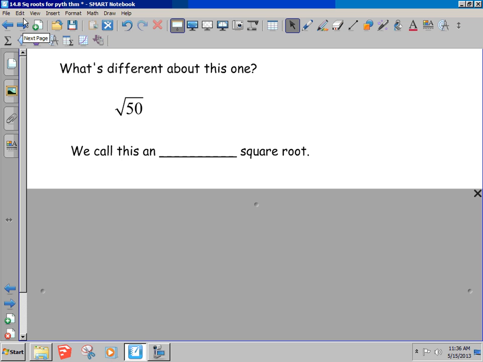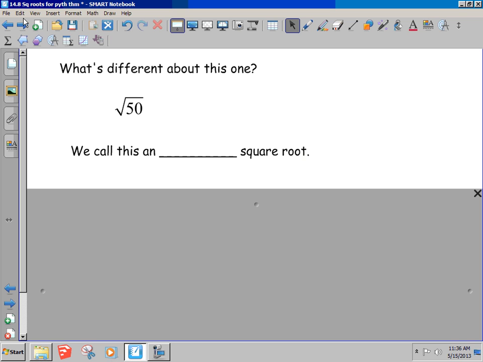All right, so what's different about this one? Square root of 50. Carolyn? It's a multiple of 10. It's a multiple of 10, that's true. What makes it a little problematic? Jack? The square root of 50 isn't a whole number. Yeah, nice wording. There is a square root of 50, but unlike all the other examples we've looked at, it's not a whole number.